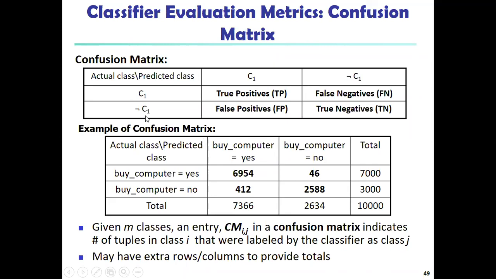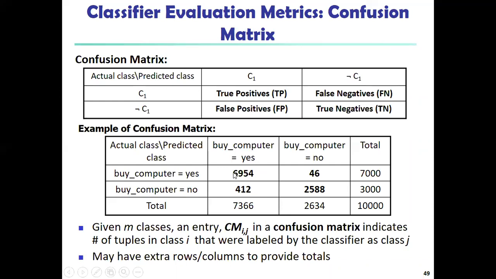Suppose a computer electronics showroom is actually selling computers. Buy computer is a target class attribute which has two values, either yes or no. It's a binary classification problem, as I already told. If the actual class of buy computer is yes, and your model also predicts yes, then it is called a true positive.